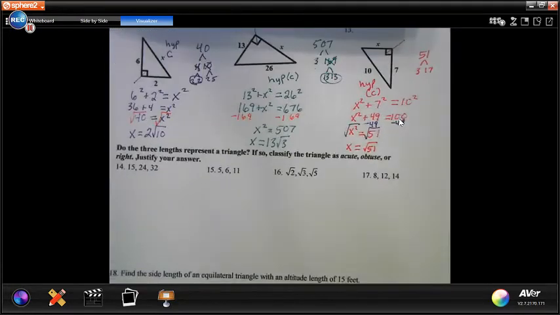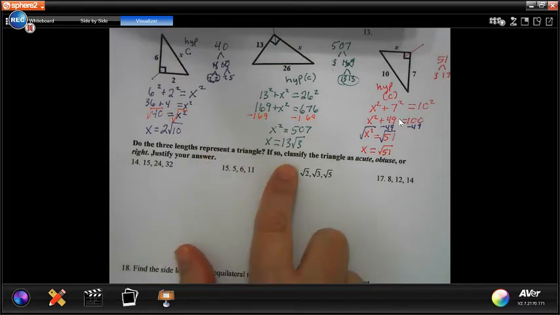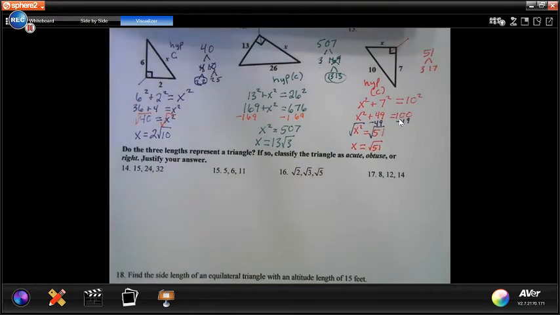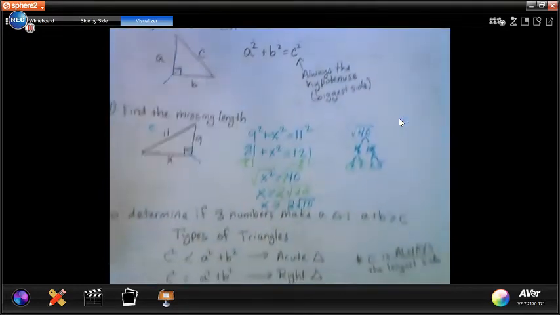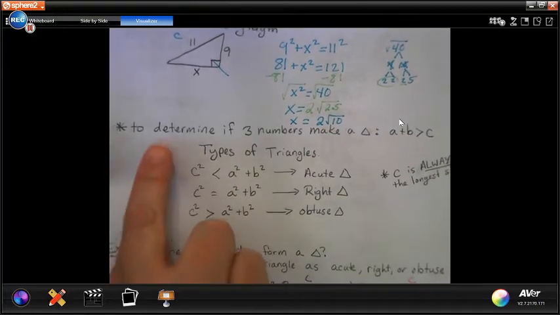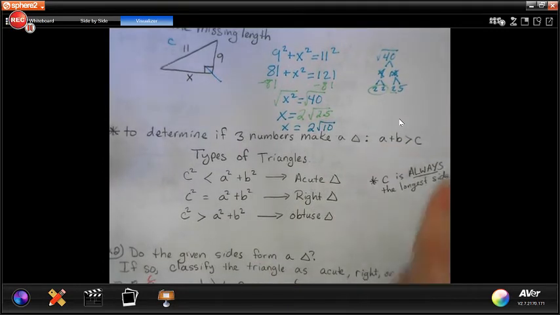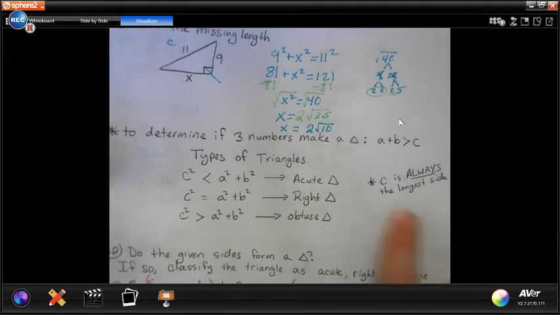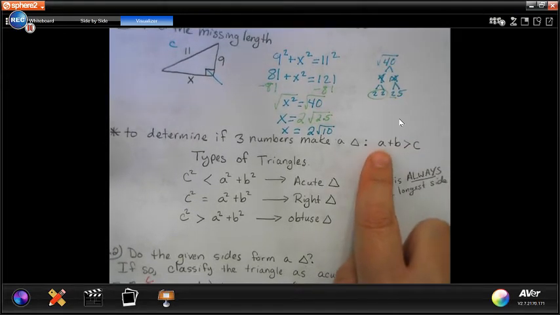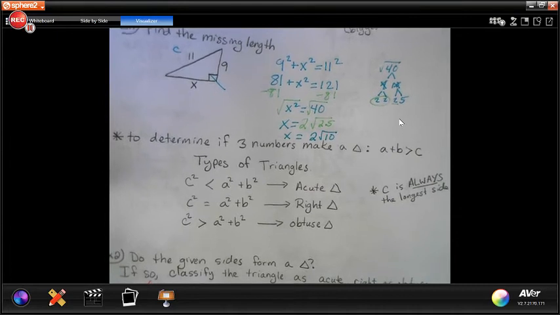Okay, the next set of problems, it says, do the 3 lengths represent a triangle? If so, classify the triangles acute, obtuse, or right. Justify your answer. Okay, so back to the notes that I did on this. To determine if 3 numbers make a triangle, first you have to take A and B, because remember C is always the biggest side. C is always the longest side. So we take the 2 smaller numbers and add them, and they have to be bigger than the 3rd number. That's to figure out if it's a triangle.